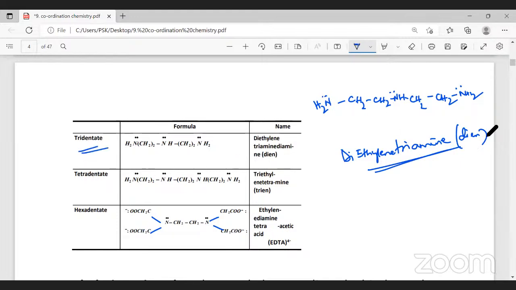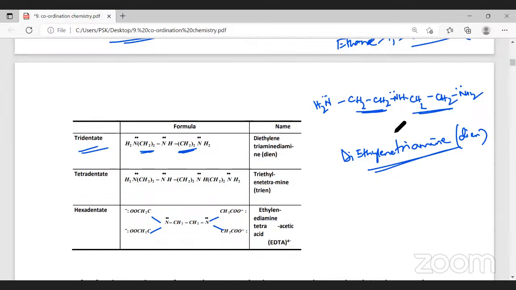Did you understand the structural representation? See, they have mentioned it here. CH2 twice. Here also you can see CH2 twice. Here is CH2 twice. Here also you can see CH2 twice. Did you follow this? Tridentate ligand. Likewise, we can have a tetradentate ligand. Ligands which can donate 4 pairs of electrons will be called a tetradentate ligand. Now we'll come to a hexadentate ligand here.